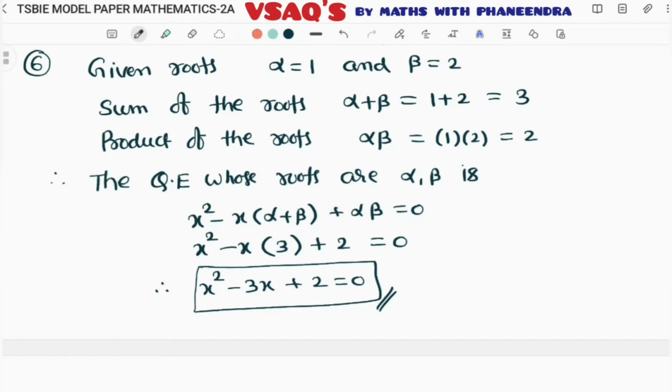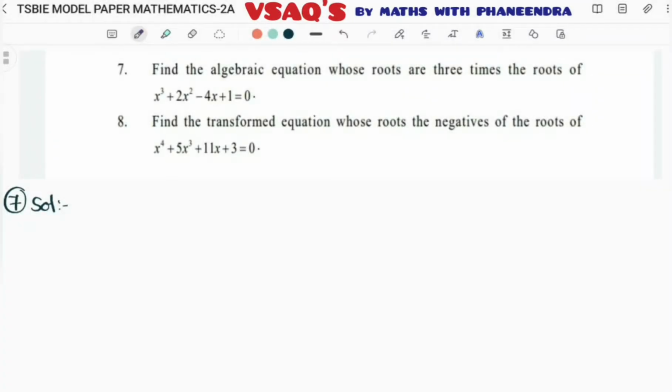We'll move to the next question. Question number 7. Find the algebraic equation whose roots are 3 times the roots of x cube plus 2x square minus 4x plus 1 equal to 0. So first, what you have to do is, given equation, we can assume f of x is equal to x power 3 plus 2x square minus 4x plus 1 is equal to 0. They are asking to calculate the algebraic equation whose roots are 3 times the roots of equation number 1.